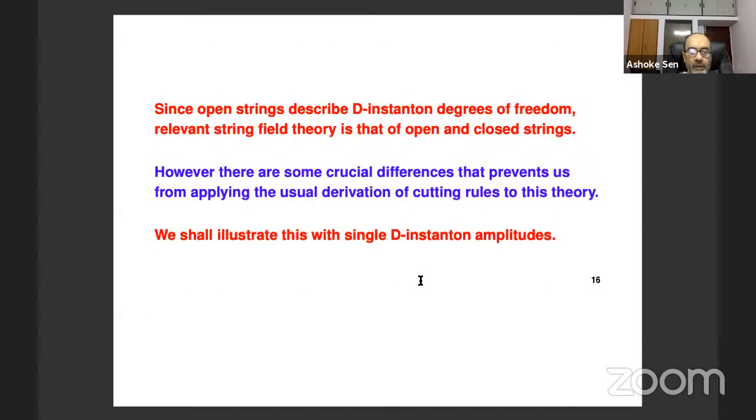Now let's turn to D-instanton amplitudes. Open strings describe D-instanton degrees of freedom. So the relevant string field theory that you have to deal with is that of open and closed strings. Of course, you have to include the closed strings because these are the external, asymptotic states. Open strings are transient states that live on the D-instanton.